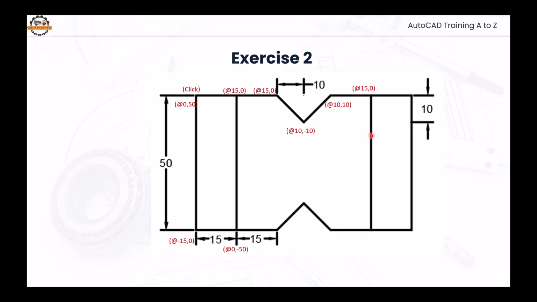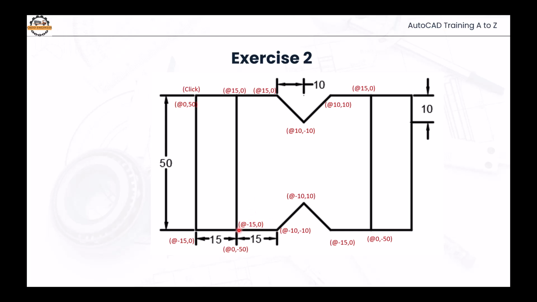Now we have to come again in negative y direction to this point. So the value for this point will be @0,-50. Now we have to come to the negative x side distance, so the value will be @-15,0. Now we have to find the value for this point. That will be @-10,10. And now again we have to come to this point. The value will be @-10,-10. Now again we are moving in negative x direction. So the value for this point will be @-15,0.